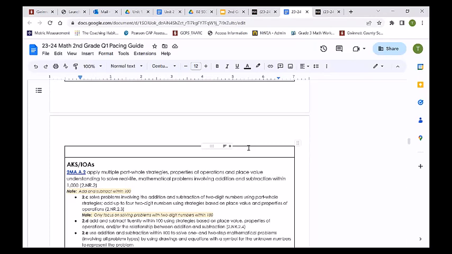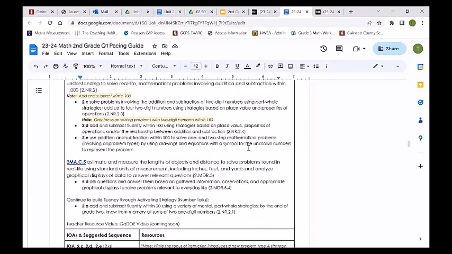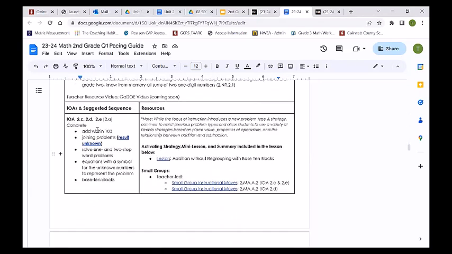The pacing guide is set up with a list of AKS and IOAs, which have been strategically clustered together. This is followed by our suggested pacing. On this side, we specifically provide the learning progressions for the AKS and IOAs. This includes the concrete, representational, abstract progression, and the progression between specific learning targets within the IOAs. We also have suggested manipulatives in this column. On the right side, we have provided resources to guide instruction, such as Gwinnett County Public Schools traditional lessons, as well as task-based lessons, and or resources from the Georgia Department of Education.